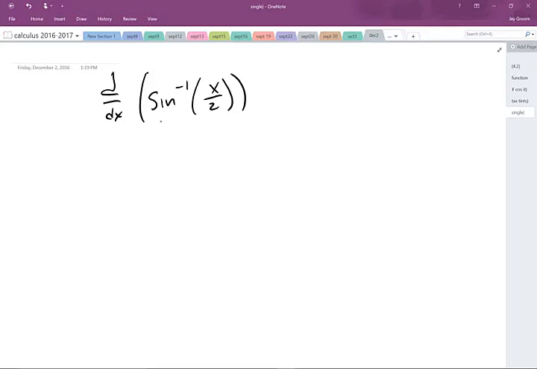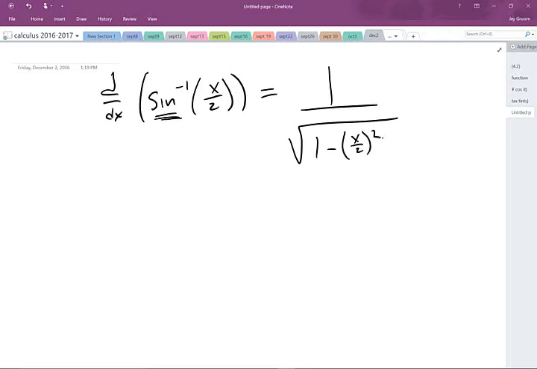Anyways, listen. So listen. This is the outside function, yes? What is the derivative of arc sine? That's 1 over square root of 1 minus x squared, yes? Right? That's what it is. But we don't have x, friends. We have x over 2 squared. True? Times, what's the derivative of x over 2? 1/2, 0.5, whatever makes you happy.